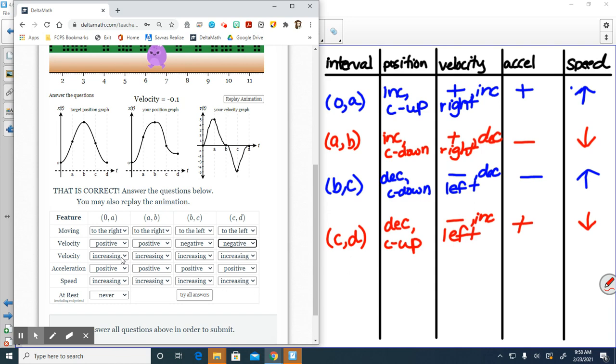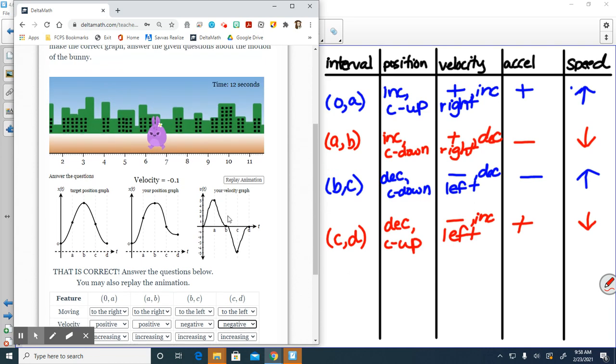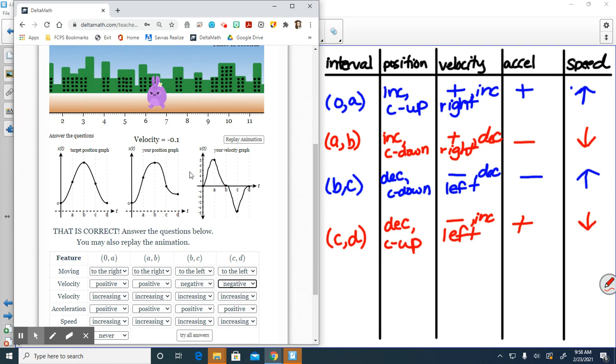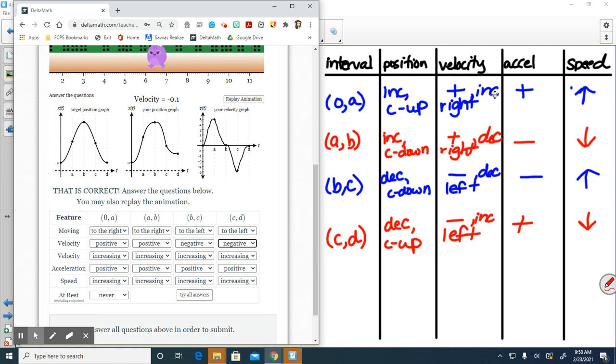Then I need to see if velocity is increasing or decreasing. Again, I can watch this animation, but I've also got it listed already. Increasing, decreasing, decreasing, increasing. Acceleration, oh look, I already have that. Positive, negative, negative, positive.